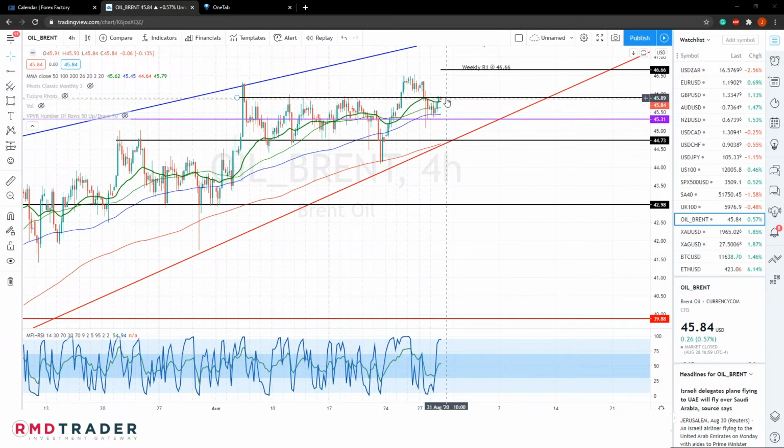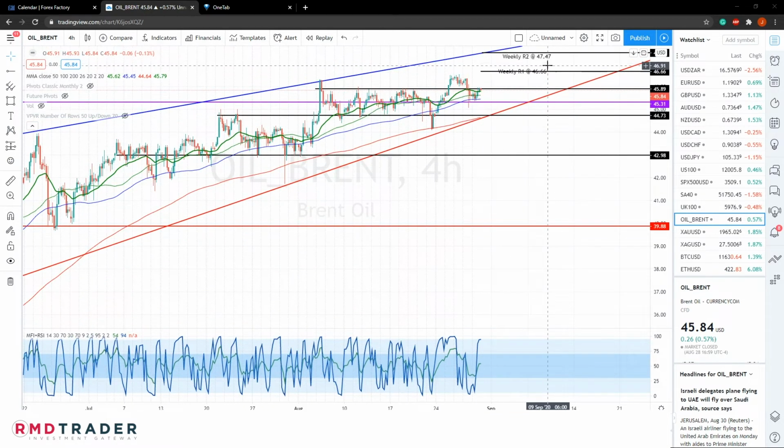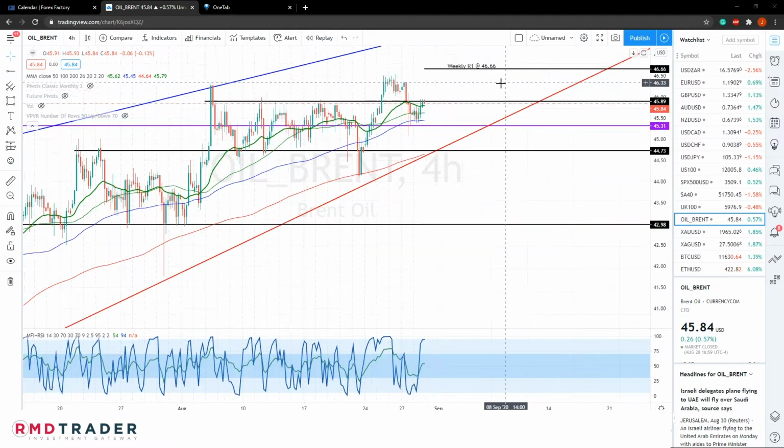Of course, should we get a close later today or sometime today above this 45.90 level, our first area to keep an eye out for a price target would be the weekly R1 pivot at 46.66, followed by a potential bullish target at 47.47, and that would be our weekly R2 pivot.